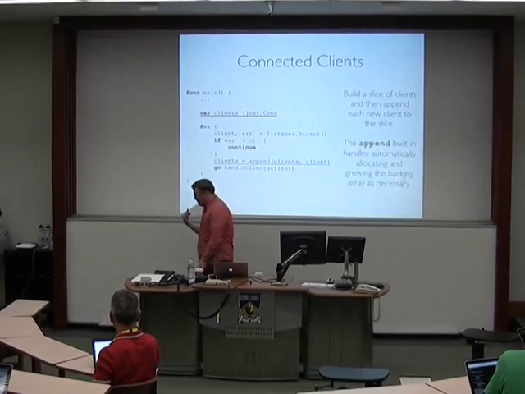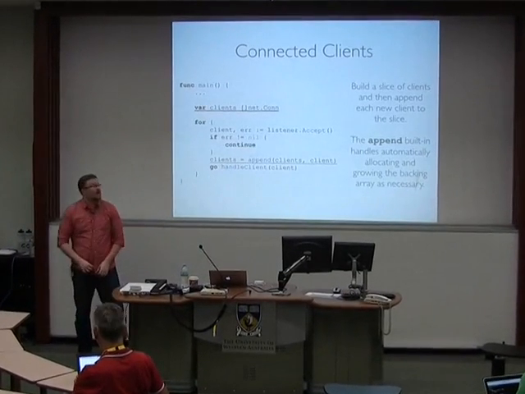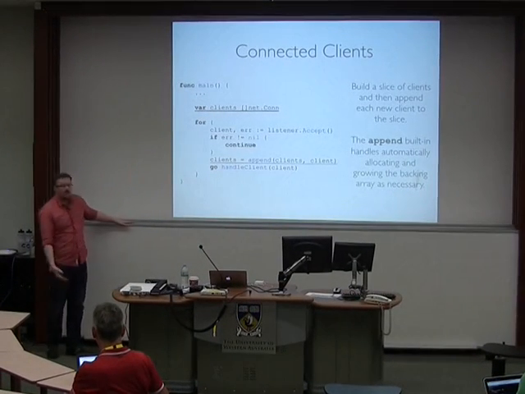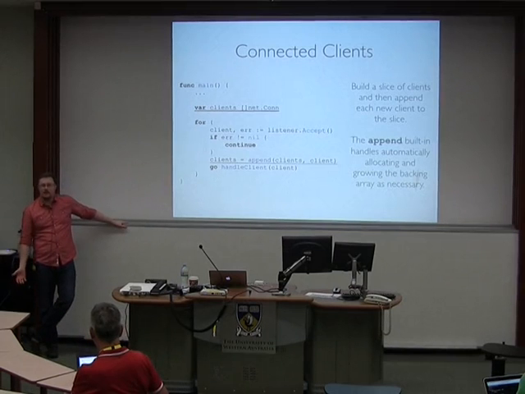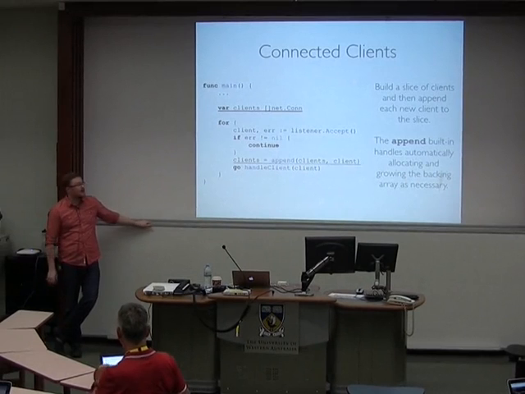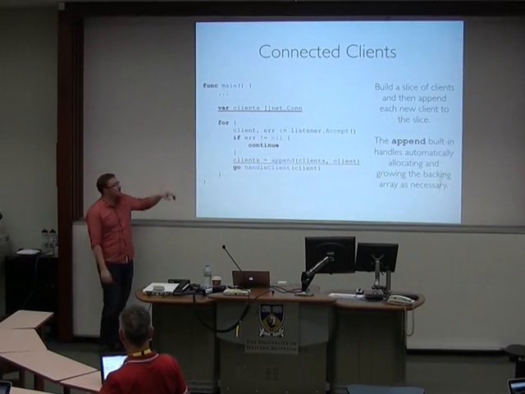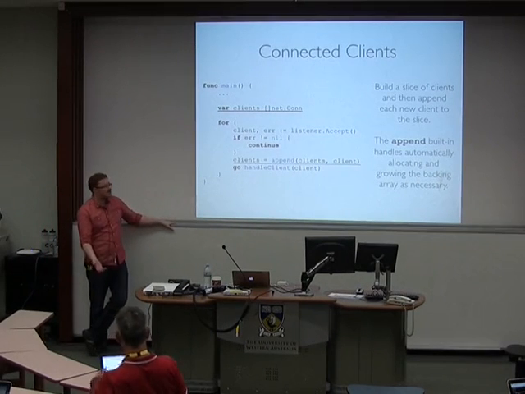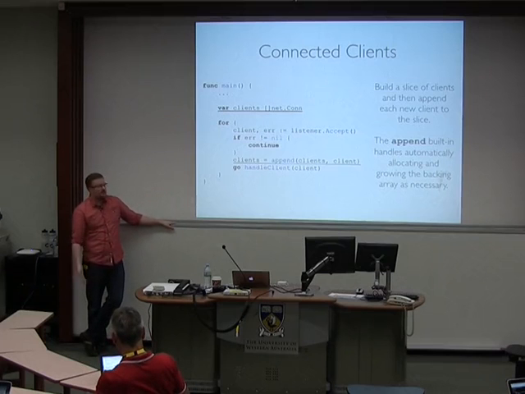We're back to slices. We're creating a slice. We don't know how big it's going to be, so we don't want to pre-allocate an array size. We just say we're going to store a slice of net connections. And again, there's that namespace net, so this is a net.Conn type. This slice is a slice of net.Conn.